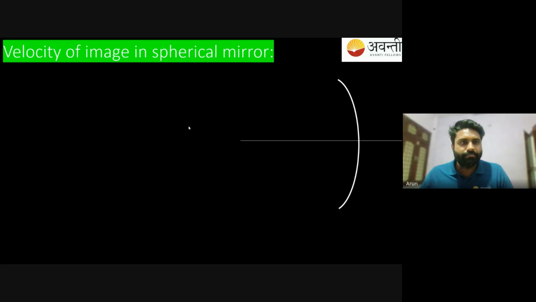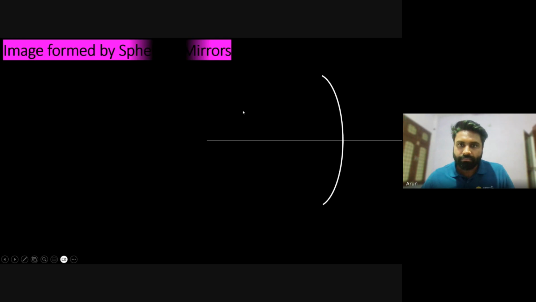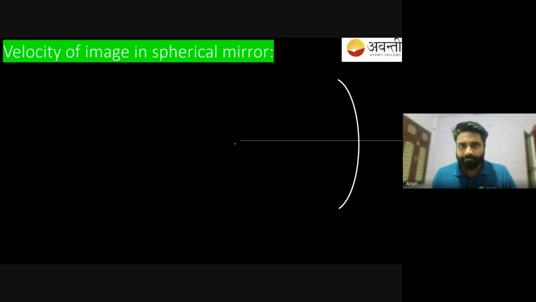Okay, thank you. So the velocity of image in the spherical mirror is what we are going to discuss now. We have discussed it with the plane mirror; now we are going to discuss the spherical one. So this is the object that we have, AB, and somehow it is moving with a velocity of object. This we would consider in the spherical mirror.